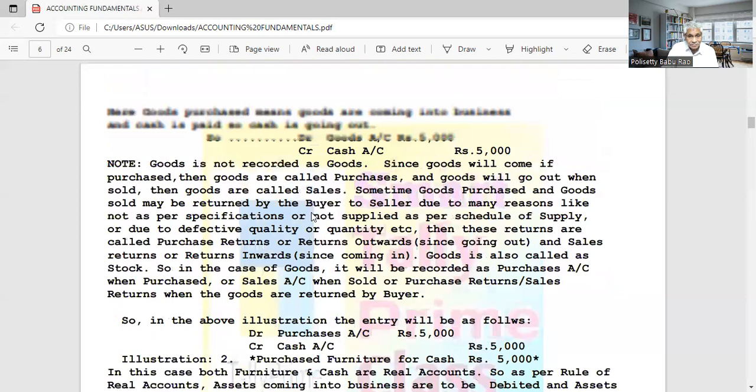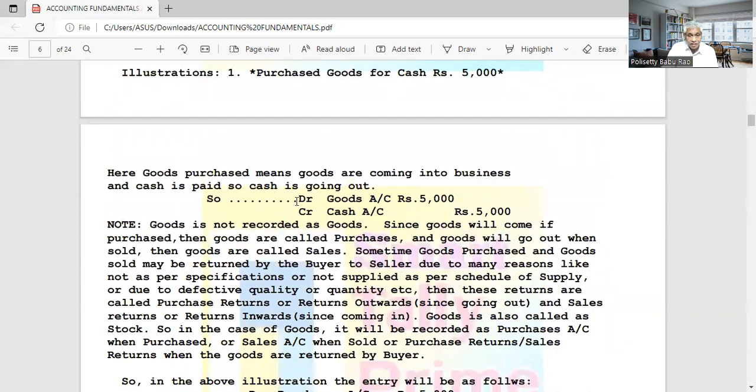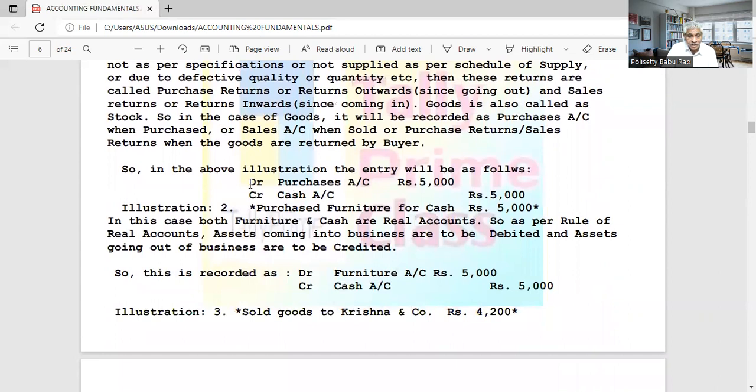Understand? So in the above illustration, we purchased goods for cash. In this case, cash account is credited, no problem. But goods account is debited, and we should not write goods account. Why are the goods coming in? Goods are purchased for cash. So when the goods are purchased, we have to write goods as purchases account. So we write debit purchases account 5,000, credit cash account. Cash is going out; goods are coming in due to purchase. That is why you write purchases account and credit cash account.